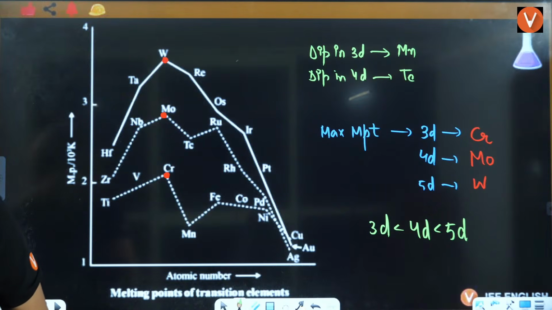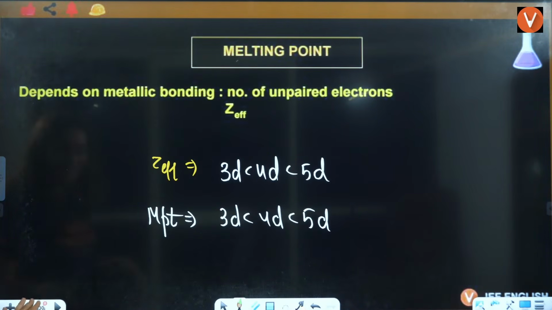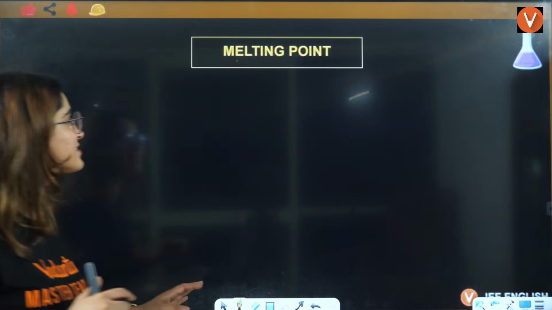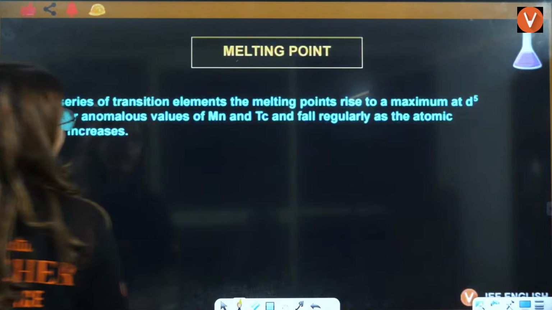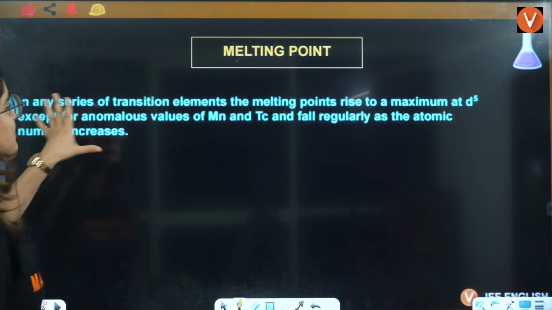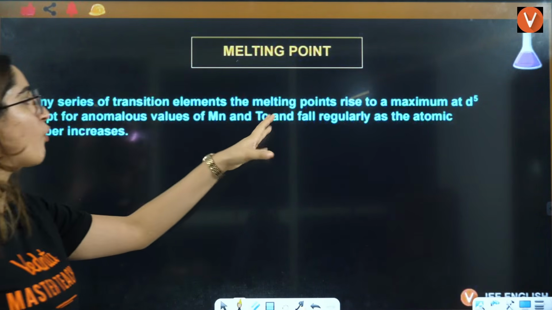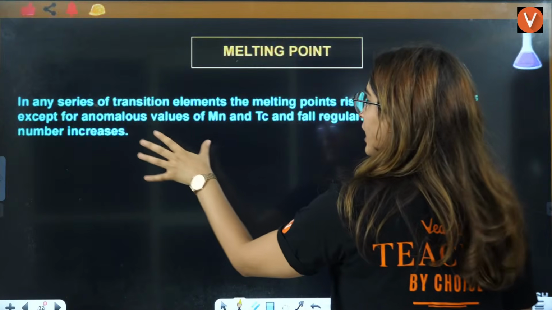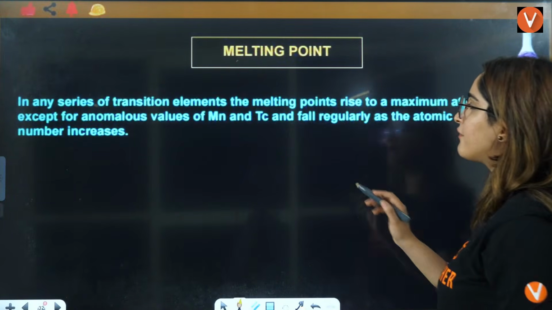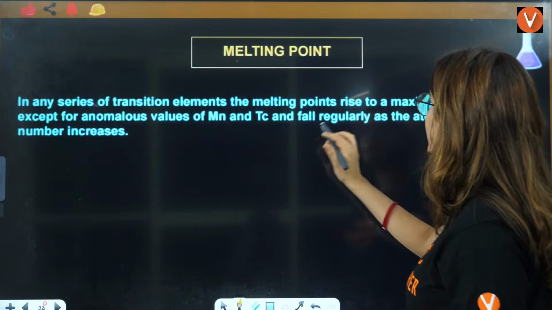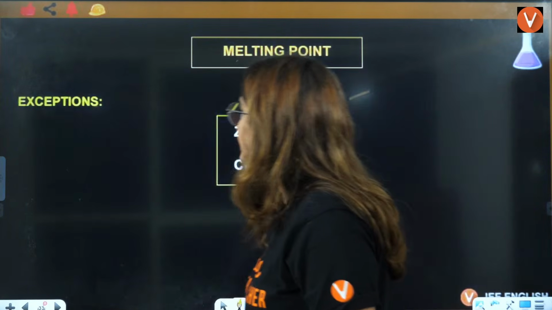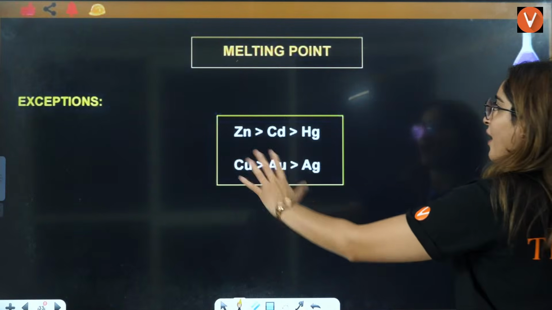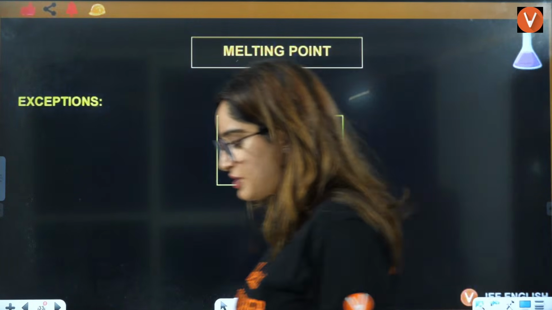Whosoever wants to be good in D-block can attend this. Right? So, let me see if you have anything left here. In the series of transition metals, the melting points rise to a maximum at 3D, except for anomalous behavior of manganese and technetium, and fall regularly as the atomic number increases. Right? Okay. Now, can you see these exceptions?